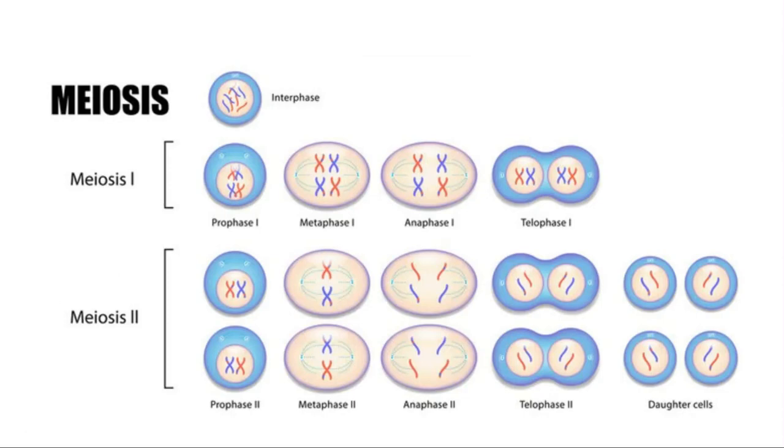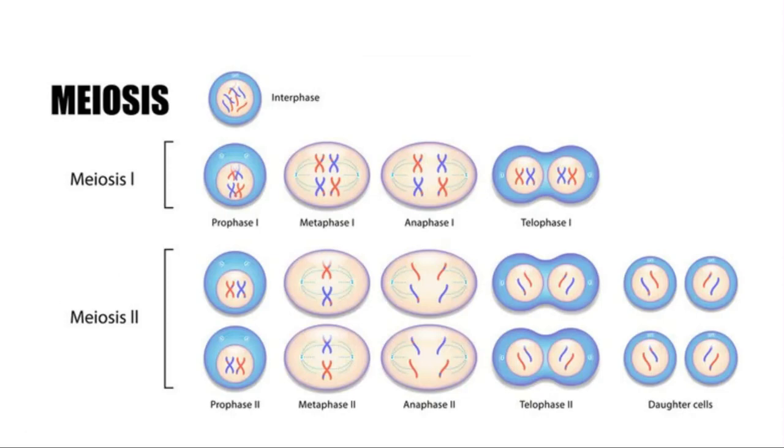So a diploid cell, you're going to go through the process of prophase, metaphase, anaphase, and telophase, pretty similar to that of mitosis. You're going to have chromosomes line up along the center, sister chromatids will separate, and essentially you're going to get chromosomes in each of the cells.